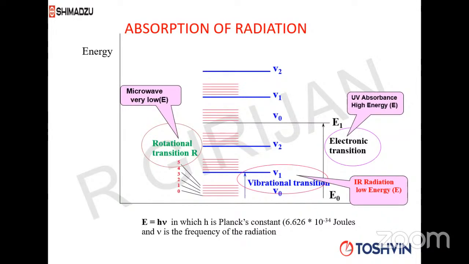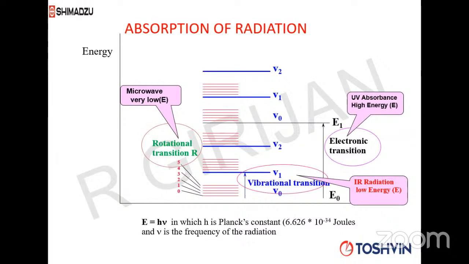Now, if microwave is falling on the sample, within the same vibrational energy levels, like between V0 and V1, there are different rotational levels. Maybe you can call them R0, R1, R2. If a very low energy radiation like microwave is falling on the sample, there will be transitions between these rotational levels, from R0 to R1 or R1 to R2. That is the lowest energy transition that can take place in a molecule. Microwave, very, very low energy, rotational transitions.